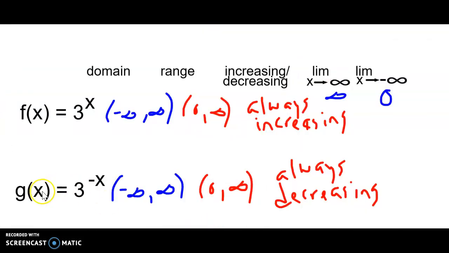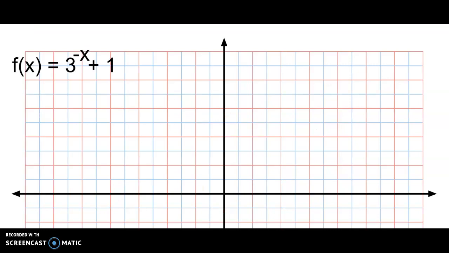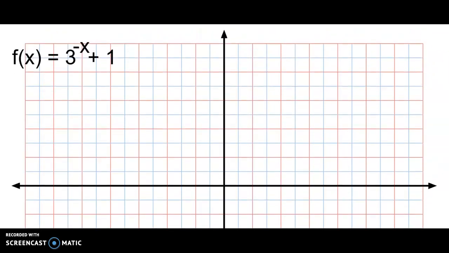So the limit of 3 to the negative x as x approaches infinity, that's 0. The limit as x approaches negative infinity, that's positive infinity. So the limits are the exact opposite depending on if you're talking about 3 to the x or 3 to the negative x. All right, now let's graph these functions.